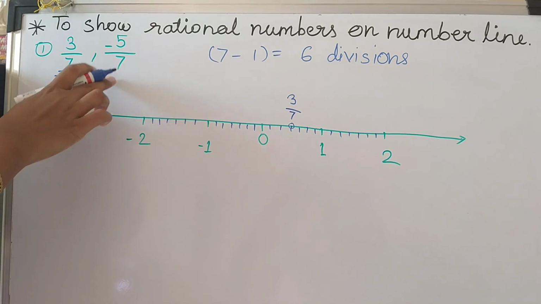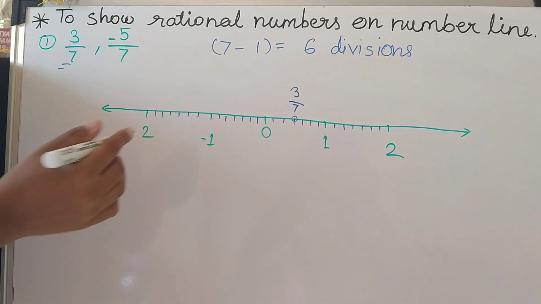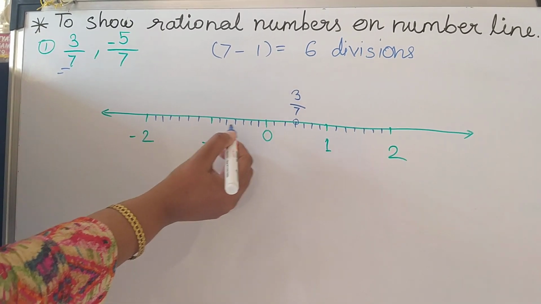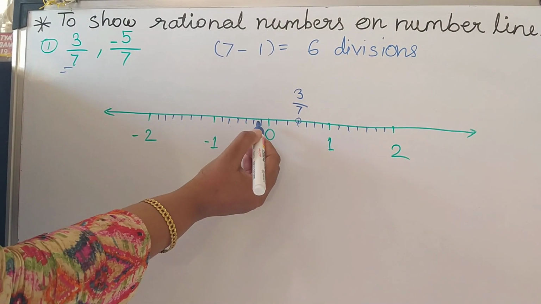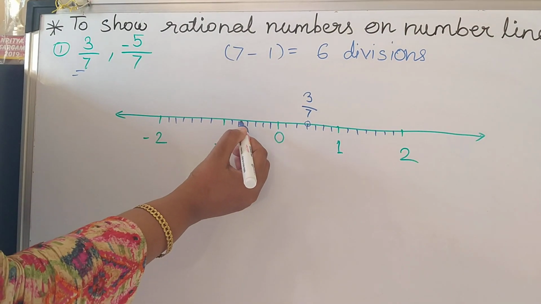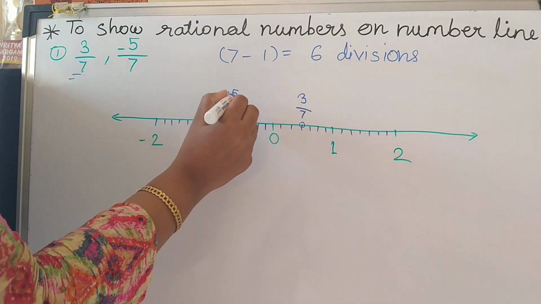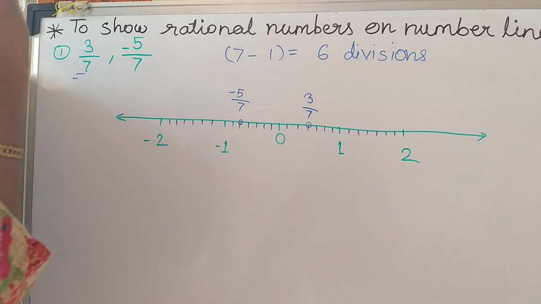Then the second number, minus 5 upon 7. This is a negative integer, so it will go to the left side of the number line. Count from here, 1, 2, 3, 4, 5. Here is your fraction minus 5 upon 7.